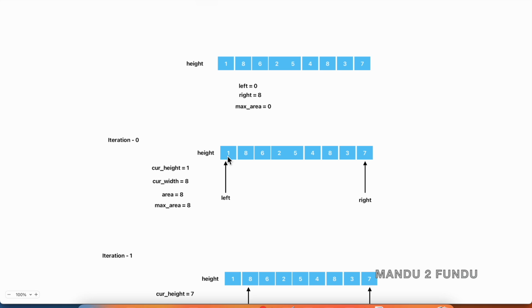height pointed by the left and the height pointed by the right, and then choose the minimum value. Next, compute the width by subtracting the left and right index, which is 8 now, and then compute the area, 8. And now we compare that value with the max area 0. So the current area is greater, so we set the max area to 8.